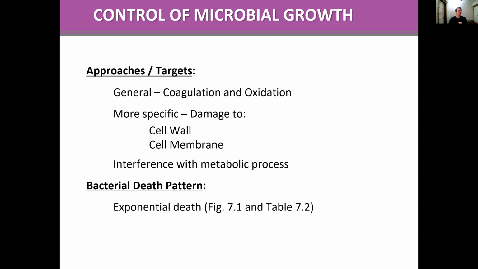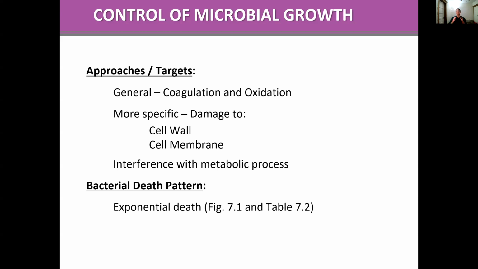And then we're also going to be looking at the bacterial death pattern. So that's the rate at which bacteria die. And this is fairly consistent. And it usually occurs at an exponential rate or a decay, what's called the decay curve. This is an important one because we want to understand what agents are needed and what their doses should be to actually control the microbial growth.